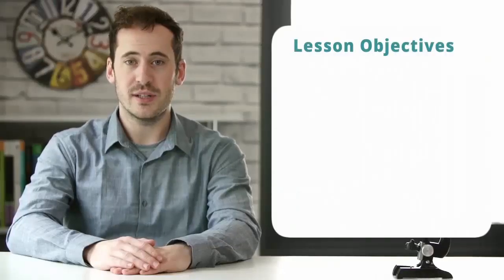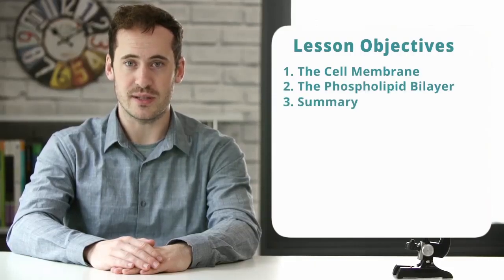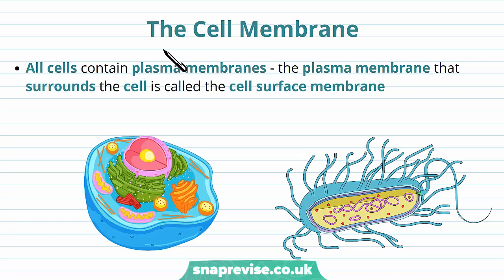Hi guys, in this video we'll be looking at the cell membrane, the phospholipid bilayer, and then we'll finish with a summary. So all cells of any organism have to contain what we call a plasma membrane, and it's kind of like a sheet structure which helps divide areas from each other. The plasma membrane that surrounds the whole cell as an entirety is known as the cell surface membrane.